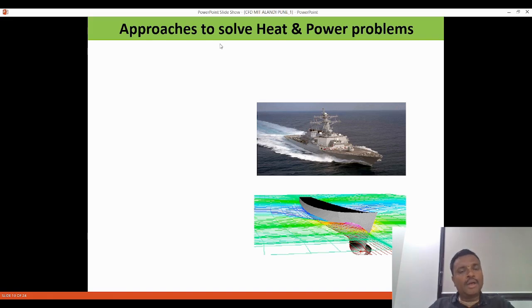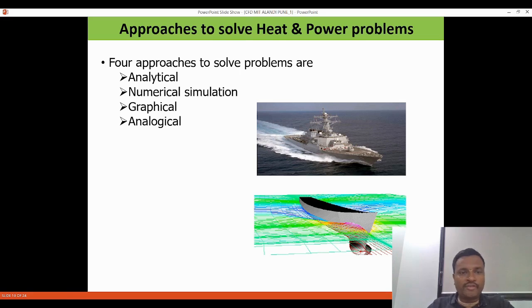Now there are various approaches by which an engineer can solve problems of heat and power. The four approaches are very famous. One is analytical, which is purely theoretical. The second one, for which we are learning this course, is numerical simulation, which is CFD. The third one is experimental, where by drawing graphs we get certain results. And the fourth one is analogical, where we compare two different physical equations which are bounded by similar boundary conditions, so that we can use the formula established in one system for similar systems and get the solution. Out of these four, the most advanced one is numerical simulation.